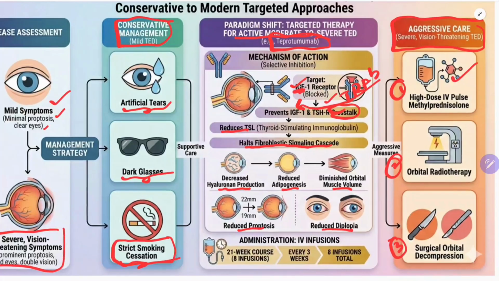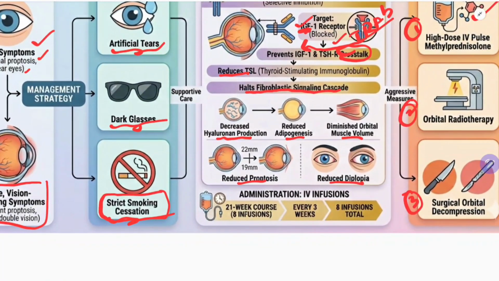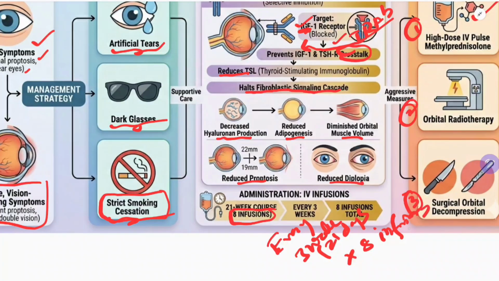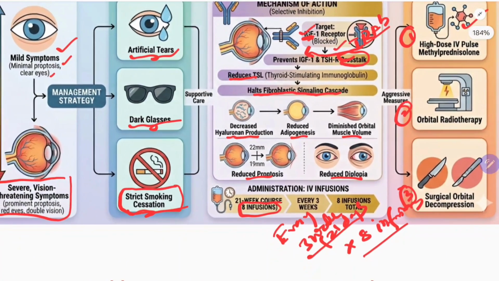So how will you administer this teprotumumab? It is a 21-week course. Every 3 weeks it should be given, up to 8 infusions. So every 3 weeks, meaning 21 days, for 8 infusions. Okay, that is how you give.